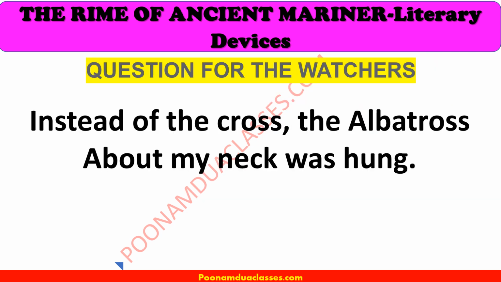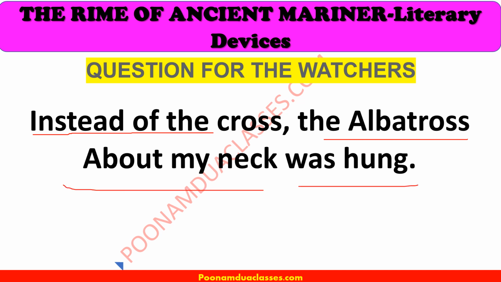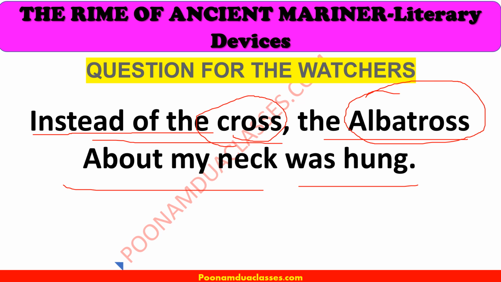And here comes a question for the watchers. Let us see आप literary devices को कितना जानते हैं. Instead of the cross, the albatross about my neck was hung. क्रॉस को हटा दिया गया और एल्बेट्रॉस को मेरे गले में हैंग कर दिया गया. इन लाइंस में कौन सा लिटरेरी डिवाइस छुपा है? दे कैन बी मोर देन वन एज वेल. प्लीज डू आंसर इन कमेंट्स. आई विल डिस्कस इट विद यू थ्रू द कमेंट सेक्शन इटसेल्फ. तो कमेंट्स में अपने अपने रिस्पेक्टिव आंसर्स को मेंशन करिए एंड लेट अस सी हमने सही समझा या नहीं.